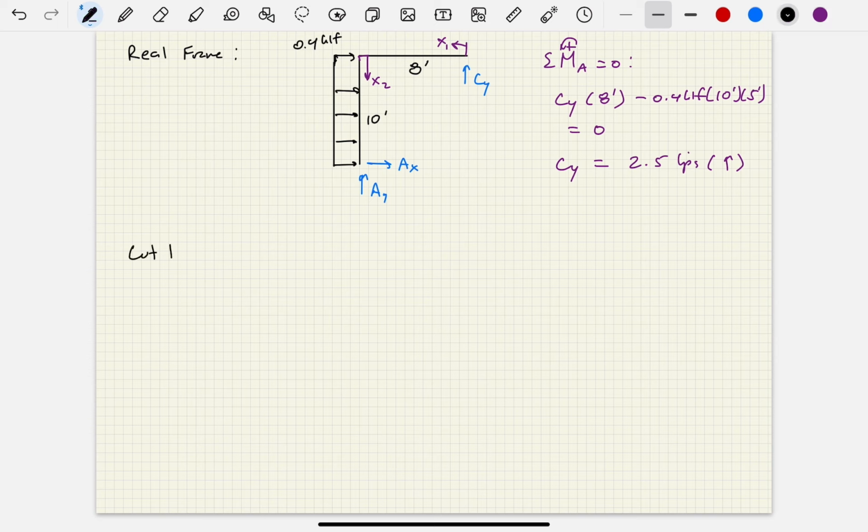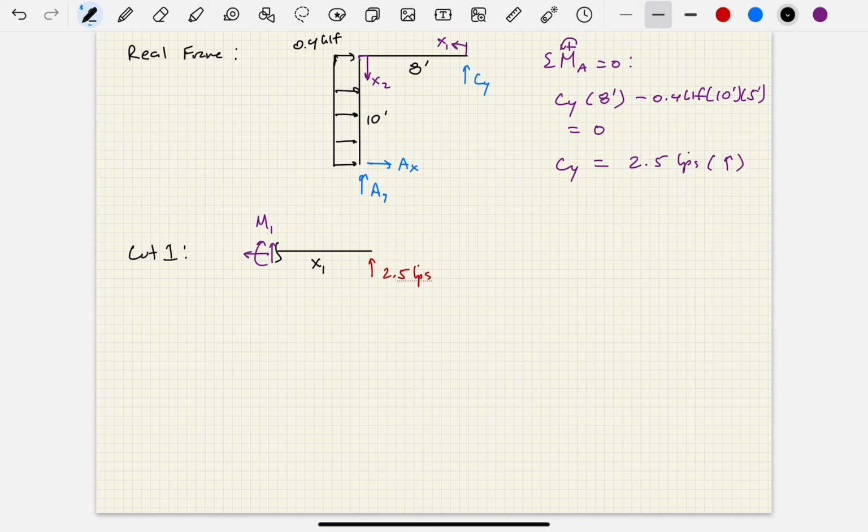Now I'm going to need to go through a similar process I did before. I'm going to make a cut 1, just like I did before. So I'm going to draw that horizontal member. I've got this cut here. I'm going to have my capital M1 here. And again, we've said this before, there's a V1 and there's an N1 there, but I'm really just interested in this M1, okay? And then my reaction was that CY of 2.5 kips, okay? And what is this distance here? Is it 8 feet? Nope. Is it 4 feet? Nope. It is a distance x1, okay?